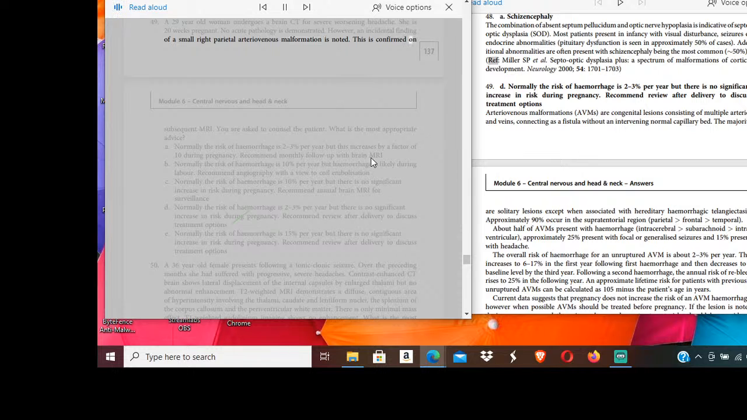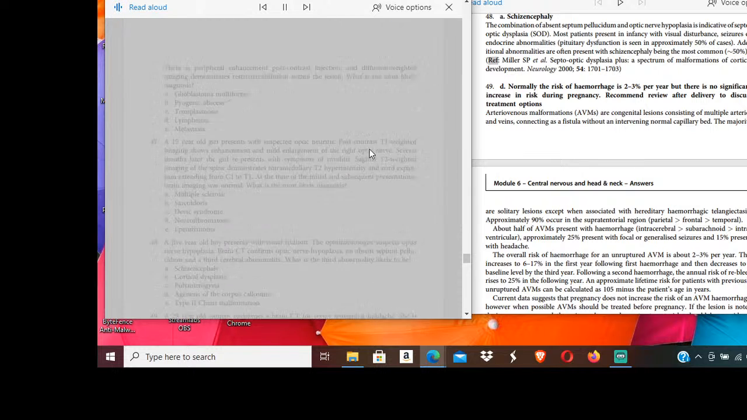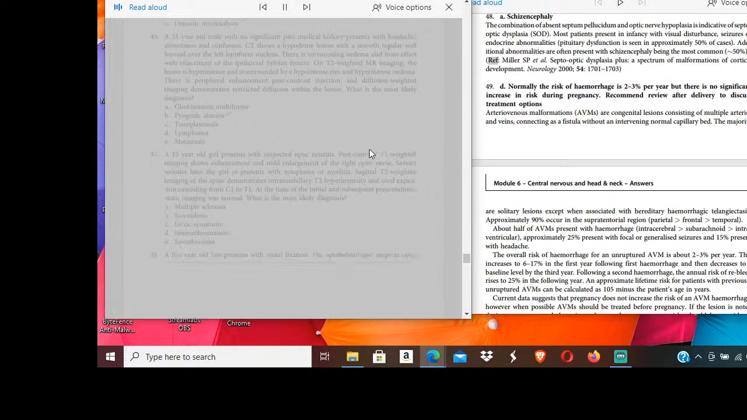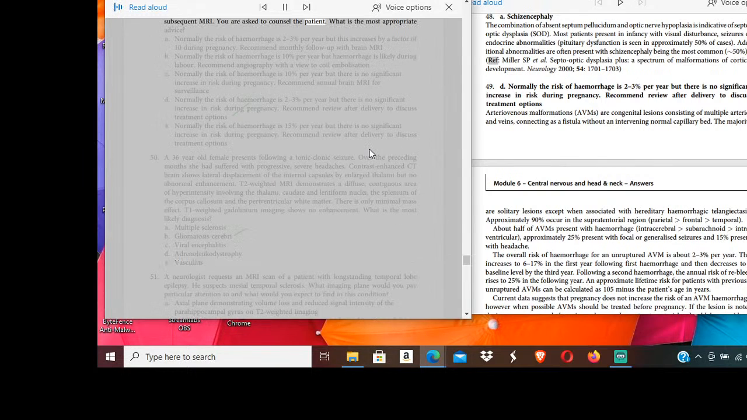This is confirmed on subsequent MRI. You are asked to counsel the patient. What is the most appropriate advice? A. Normally the risk of hemorrhage is 2-3%.